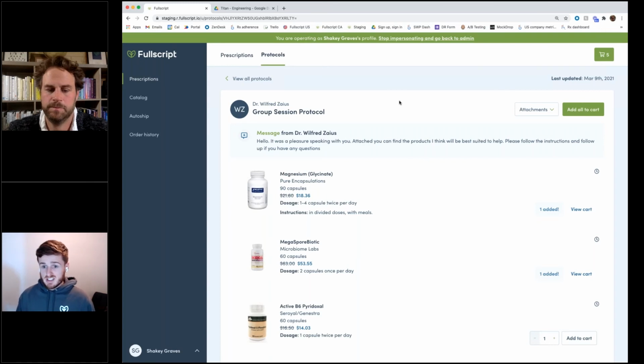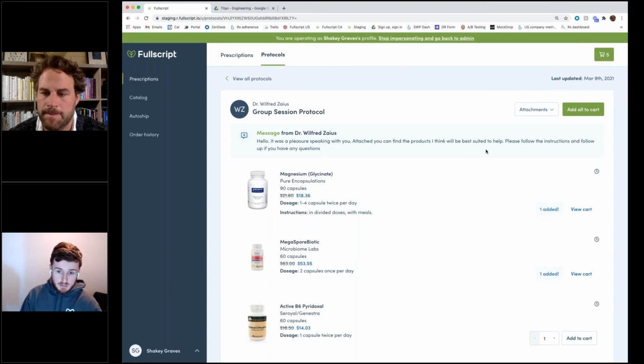So it's as simple as just adding to cart and checking out, and then Fullscript will do the rest in terms of trying to keep that patient on track with that protocol if needs be. I will open the floor to questions, but it really is as simple as that. We are going to be making iterative improvements to this tooling over the coming weeks and months as we learn from you, the practitioners, on how you would like things to work better.